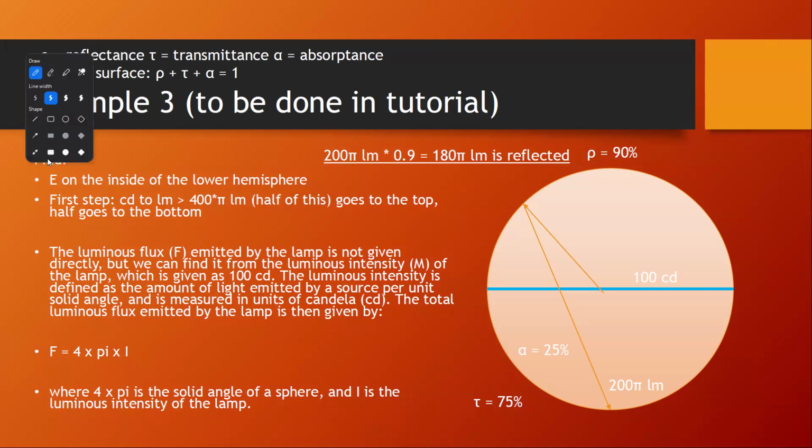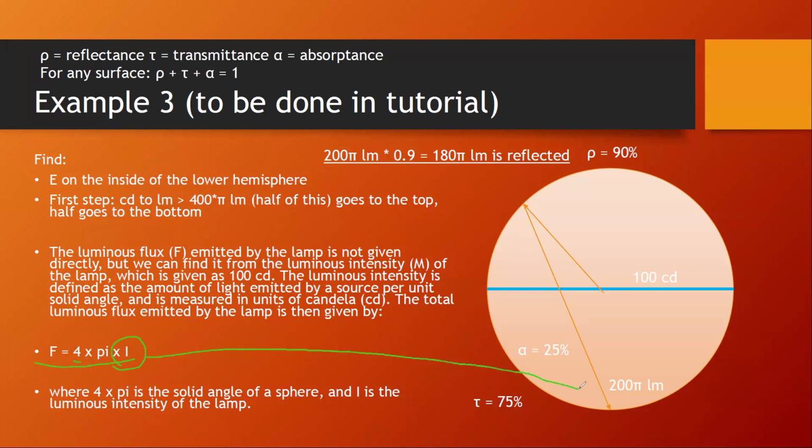What color do you think we should pick for annotating this? Green? Yellow? Okay, green is not bad. Okay, this is the equation. You got the pi, you have the 4 there, and you have essentially this here. You multiply all that, you get this 400 pi lumen. That's how much you got in the globe, right?